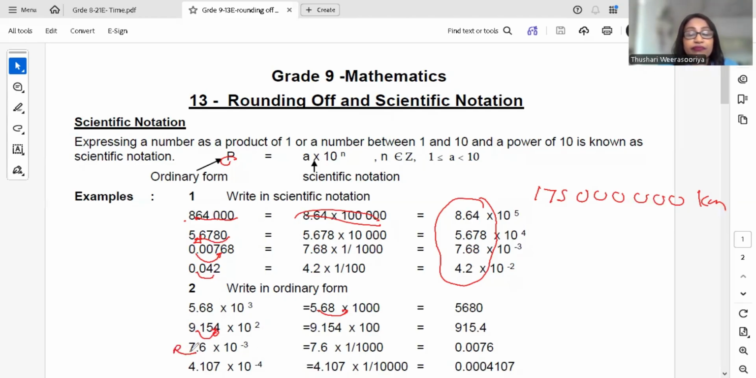That is how many places? 3 places. From 7, you take 3 places. There is the answer. Here minus 4, 4 places to the front, from 4. Then we divide by 1000. That is, it goes 4 places to the left-hand side. That's how we write in ordinary form.